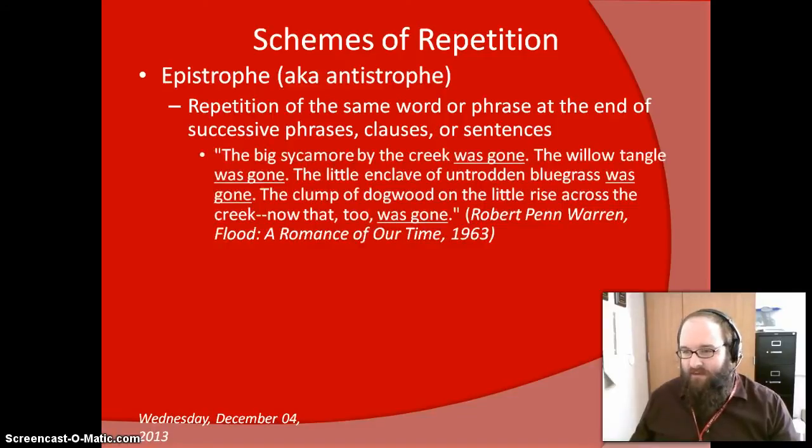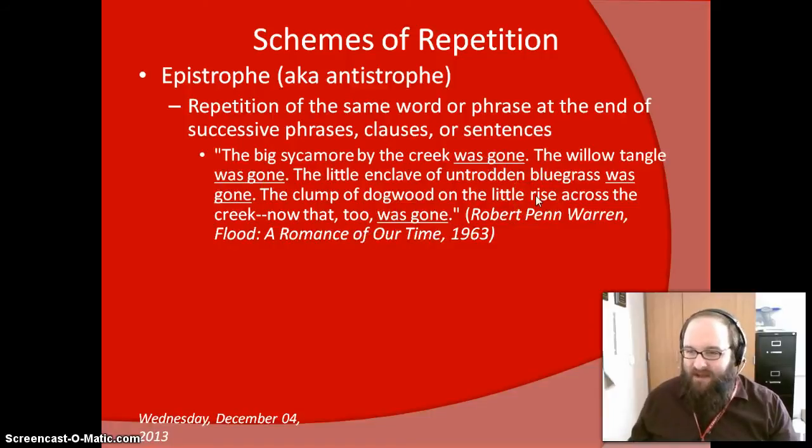Here's an example from Robert Penn Warren's Flood, A Romance of Our Time. The big sycamore by the creek was gone. The willow tangle was gone. The little enclave of untrodden bluegrass was gone. The clump of dogwood on the little rise across the creek, now that too was gone. So each of these sentences ends with the same verb phrase, was gone.